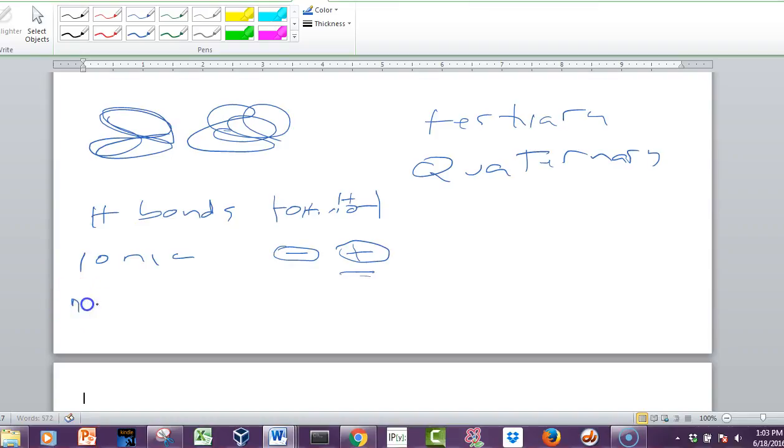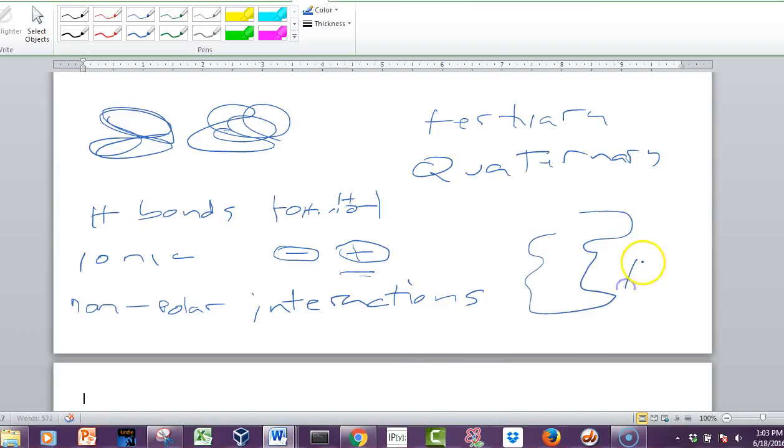Non-polar interactions. They don't really call them bonds, they call them interactions, or hydrophobic interactions sometimes. And so if you have a protein and you have water on the outside of the protein, all your hydrophobic guys are going to be in here, like isoleucine, leucine, phenylalanine. A lot of your hydrophobic amino acids are going to be inside the protein away from water.